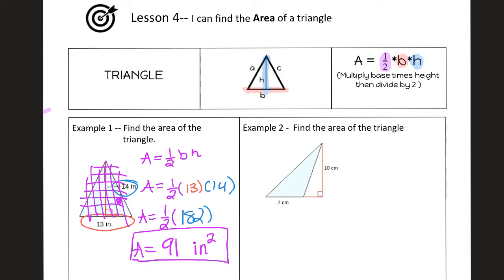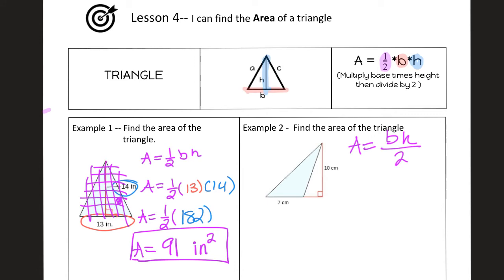And then example 2. So this is a funny kind of slanted triangle, right? Its height is given to us on the outside right here, but I can still use the formula. Another way you might see the formula is the base times the height divided by 2. And that's just the same thing, just another way of writing it.